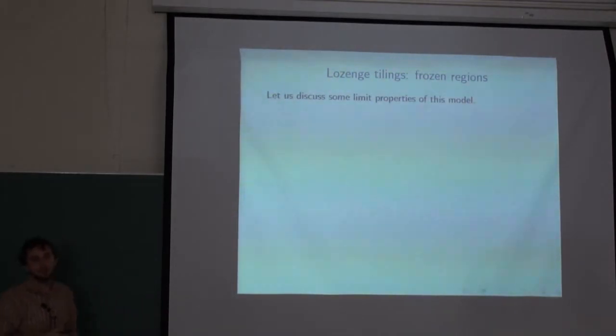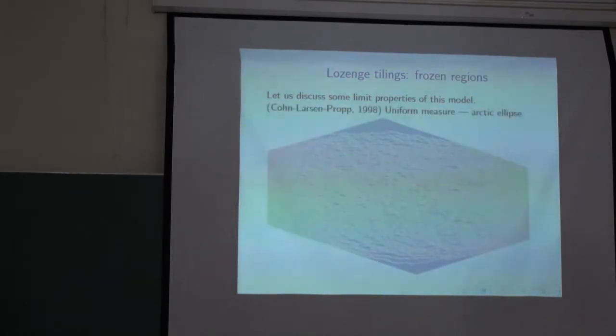So let's discuss some limit properties of this model, so that you can see that indeed it can be proved that in the limit this model is very interesting and has lots of interesting features. Okay, so the first thing that we have seen already is the statement that near the boundary something is happening. This is usually called frozen regions. The following theorem holds. Suppose that you take some hexagon and you start enlarging it, keeping its proportions the same, and you look at a uniformly random lozenge tiling of this hexagon. Then everywhere outside the inscribed ellipse of this hexagon, the picture will be frozen, that is, there will be lozenges of only one type in the limit.